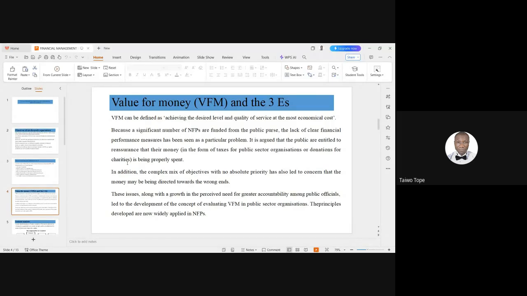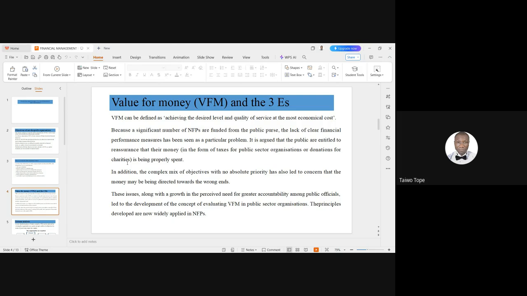So these issues, along with a growth in the perceived need for greater accountability among public officials, led to the development of the concept of evaluating value for money in public sector organizations. The principles developed are now widely applied in most non-profit making organizations. The key principles of value for money are the three E's: economy, efficiency, and effectiveness.